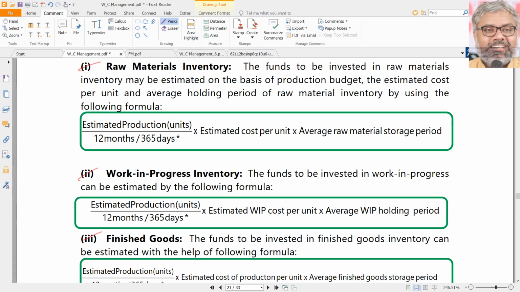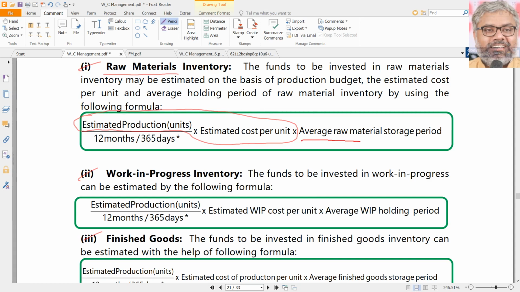No need to bear the formula, and once again just understand the concept, apply them in the problems which we are going to solve. How to get this? For example, if you take the estimated production in units and estimated cost per unit, which cost are we talking about? Raw material cost, not the total cost of production or something. Raw material cost per unit. What we will get? Raw material cost for the entire year. That is for the entire year.